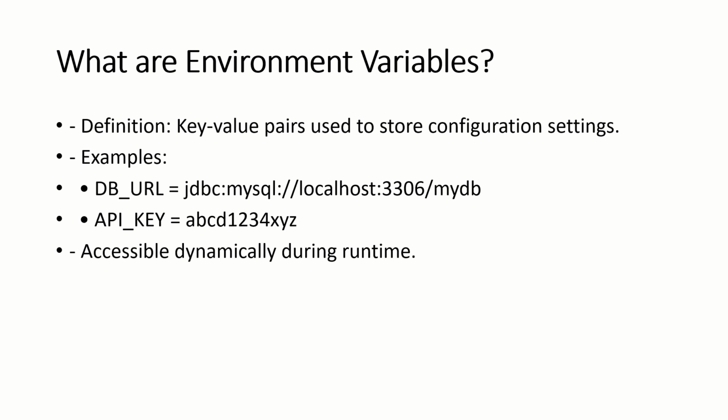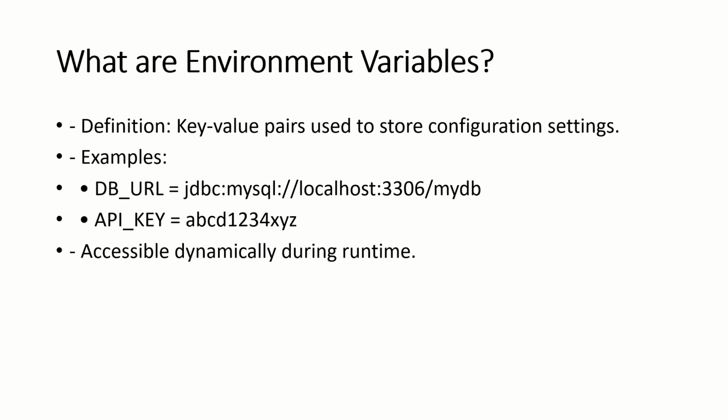Let's say you want to connect your application to the DB, you have to provide the DB URL. The key would be DB_URL, and the value would be the DB URL, like jdbc:mysql://localhost:3306 and let's say your DB name. Similarly, if your application needs to be connected to some third-party APIs, then you have to provide the API key in order to access that API. So you can use API key as a key, and the value of that API key as the value. And you have to provide this configuration setting in your application.properties file, let's say. So these are the environment variables.